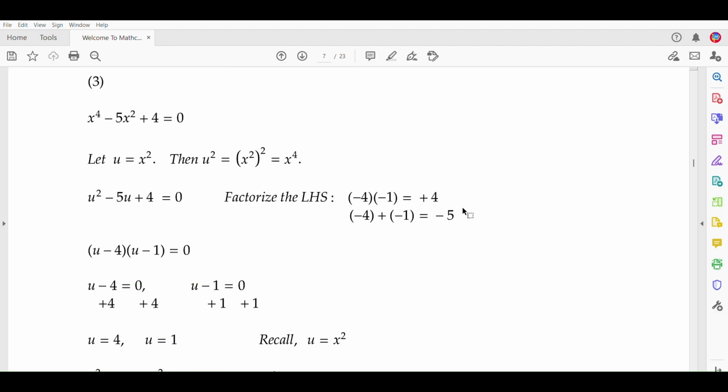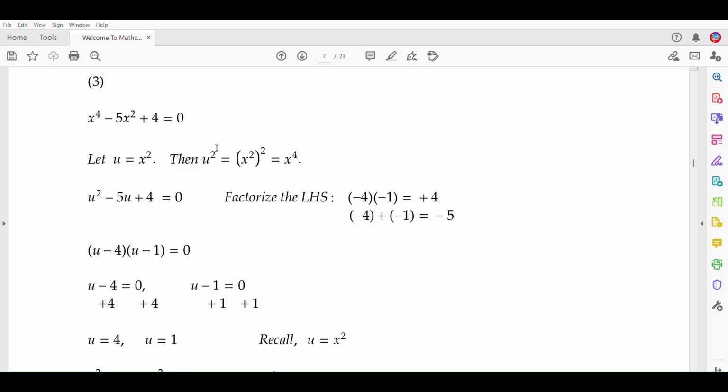Next, x to the fourth power minus 5x to the second power plus 4 is 0. So notice x to the fourth power is the square of x squared. So this gives us a suggestion. Substitute. Use another variable. Let's call it u. u equals x squared.